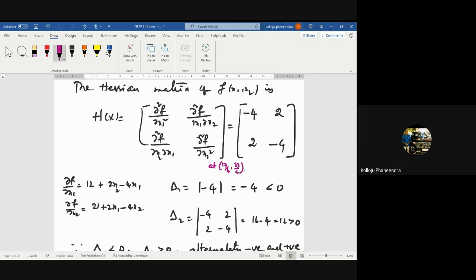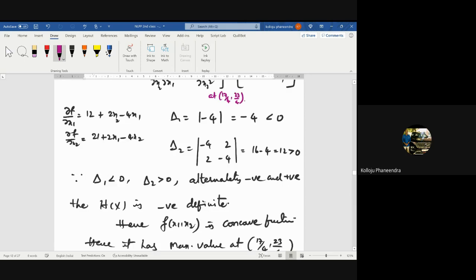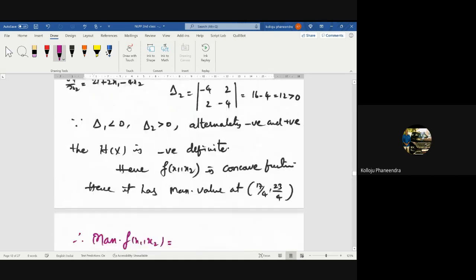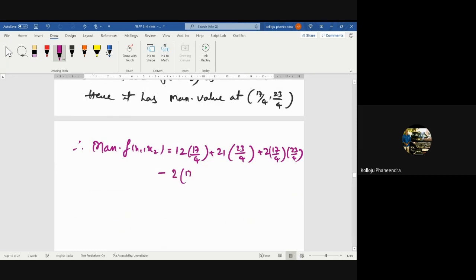Anyway, we are getting constant values. Doesn't matter, right? Maximum value, this one. Therefore, maximum of f of x1, x2 is equal to, now substitute in the objective function, 12x1 plus 21x2, plus 2x1x2, minus 17/4, 23/4, minus 2x1 square, minus 2x2 square. Evaluate this, this is the function.